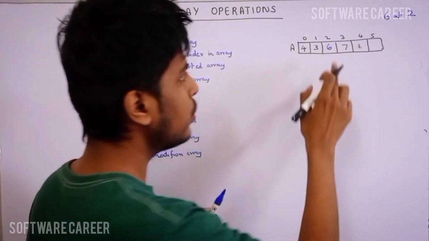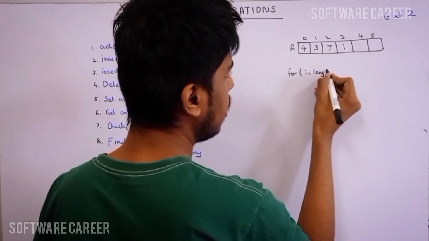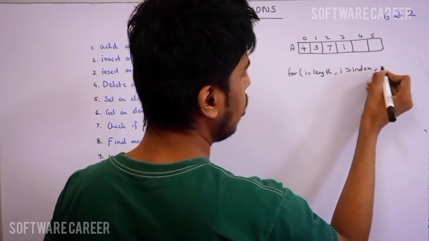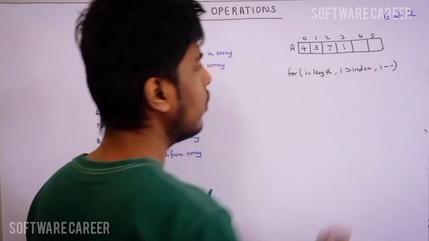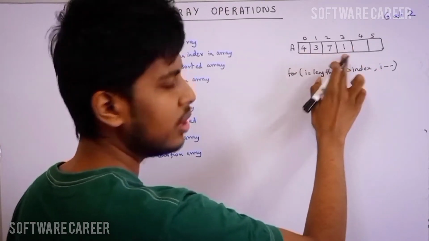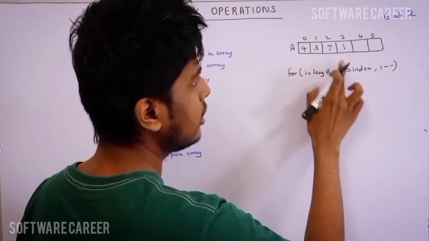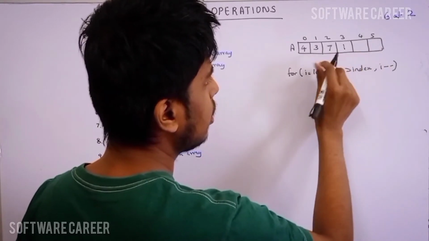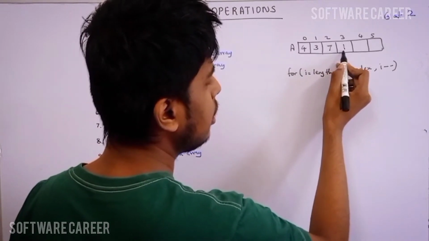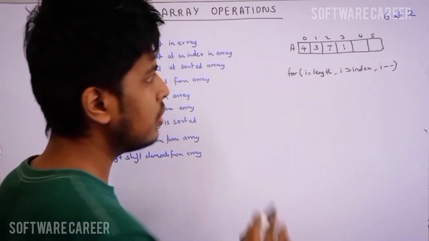Let's write the code. Now I am writing a loop: for I equals to length, I greater than index, I minus minus. What is this loop for? I am traveling from this index 4. That 4 is the length of this array. So I am starting from I equals to length and going till I greater than index. Greater than index means suppose here at index 2 I want to insert, so till this position I am moving. And moving backwards, I minus minus. That's why I am writing this loop.